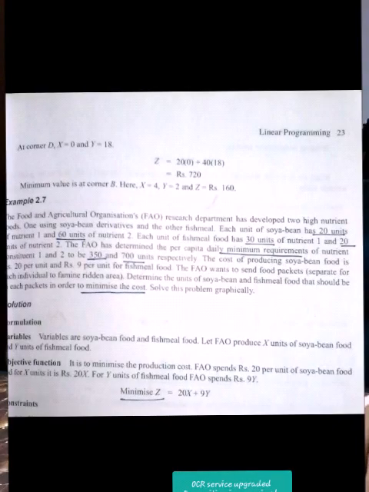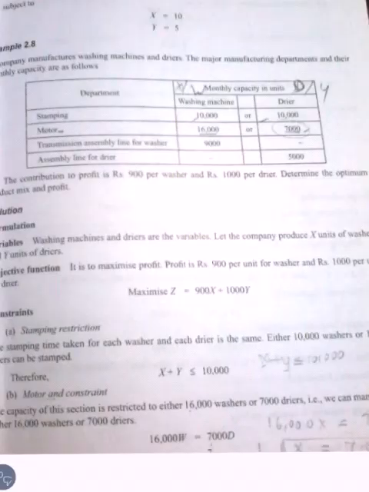Eighth question, this is a little tricky. We have the table with washing machines and dryers. First we need to equate both, that is 10,000, 10,000, that is x and y: x plus y less than or equal to 10,000. The next one is 16,000, 7,000 for the motors. You have to equate it, get the values, and then make the equations. The rest of the things are the same.